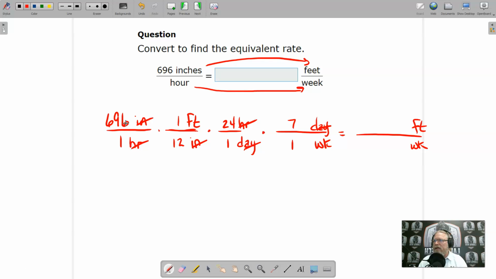Next we have 696 times 24 times 7, which is going to give, yeah, definitely not one for mental math, this one, 116,928. And now I have 1 times 12 times 1 times 1, which is going to be 12, so I need to divide both of those by 12. So I'll divide that by 12, and that's going to give me 9,744 feet in 1 week. So my answer is 9,744.